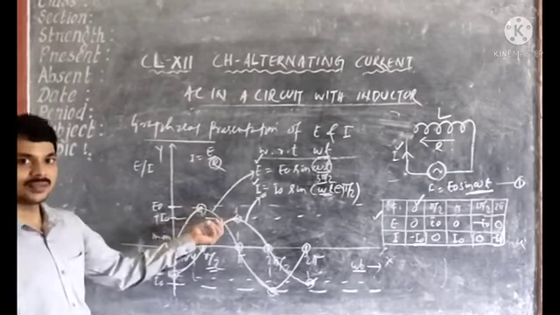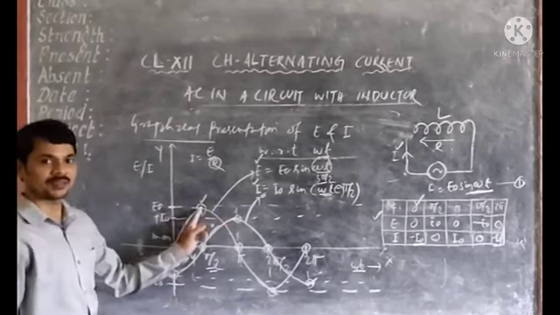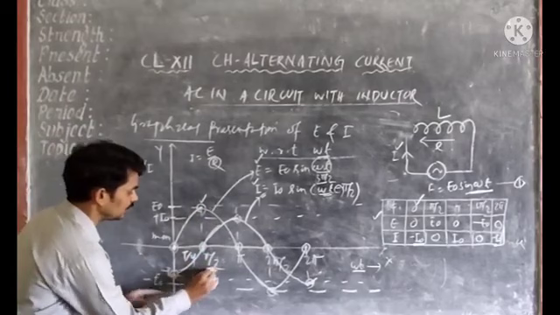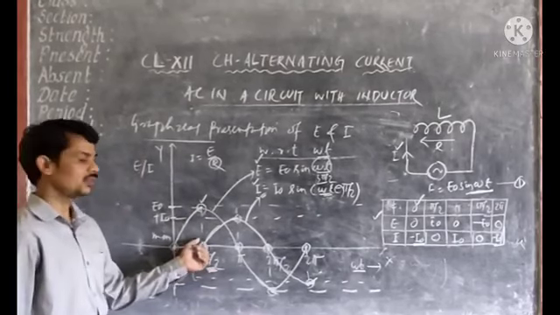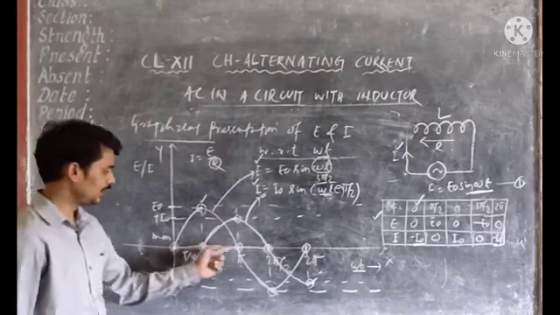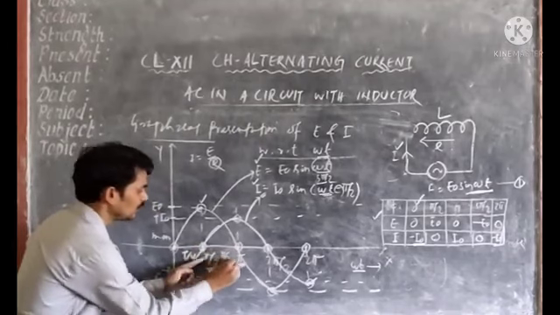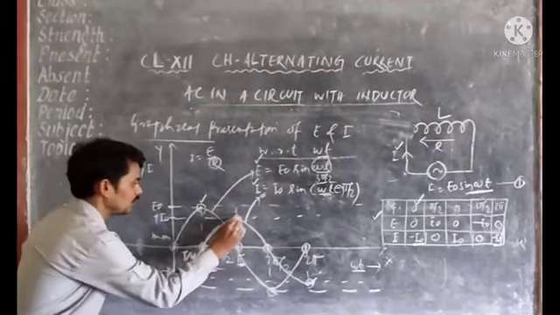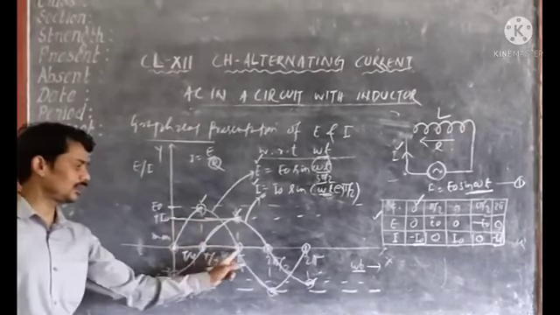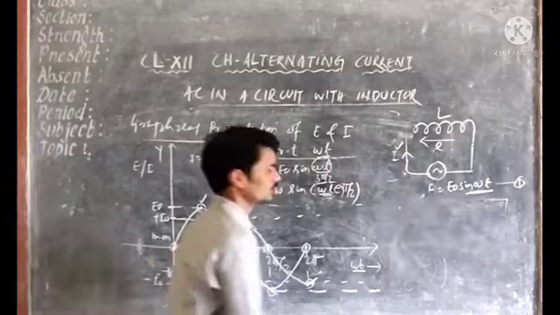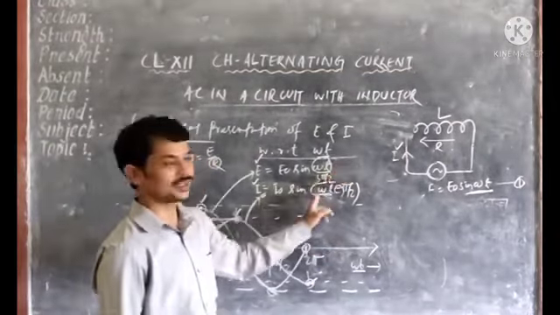You may take the maximum value also. Look at the maximum value that is achieved by the alternating EMF at a phase of pi by 2, but the maximum value is achieved by the current at a later phase of pi by 2. After pi by 2, the current has achieved the maximum value. Look at this, this is the maximum value achieved by the current at a later phase of pi by 2. Okay. Then next we will present the phasor diagram of alternating EMF and current.